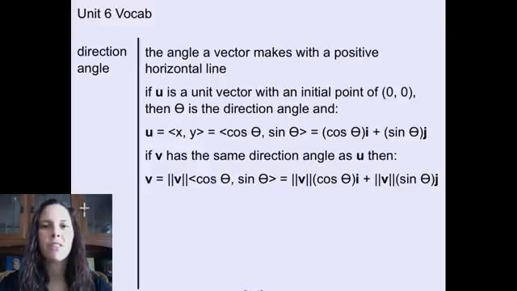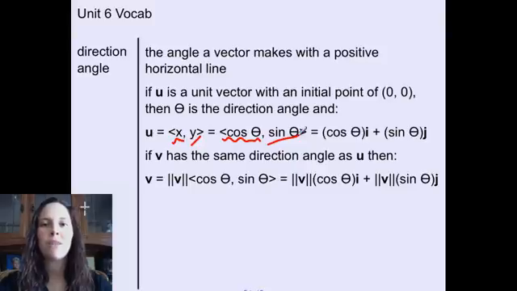The next topic we're going to look at for vectors is direction angles. A direction angle is the angle that the vector makes with a horizontal line. So when our vector is in standard position, theta is our direction angle, and we can link it to the unit circle because the x component will be cosine of theta, just like for the unit circle, and the y component will be sine, just like the unit circle.